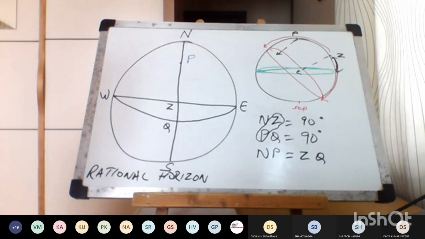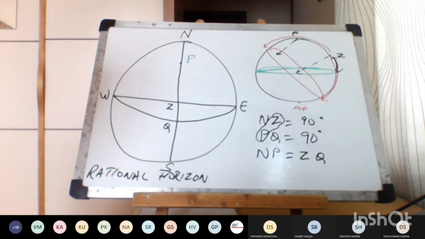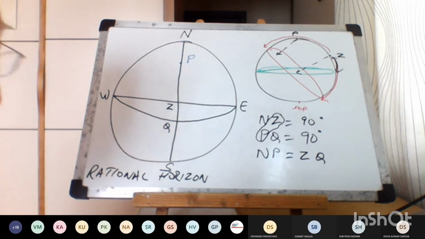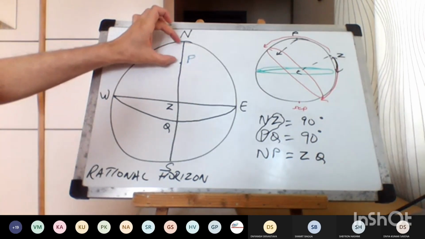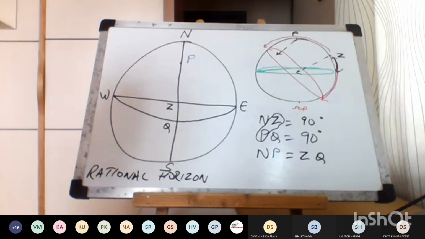Have a look. I hope you're drawing the figure with me. If you draw, you'll understand better. NP is equal to ZQ. Yes or no? Which means that this distance NP is equal to the latitude ZQ. So NP is equal to ZQ is equal to latitude. Yes or no?